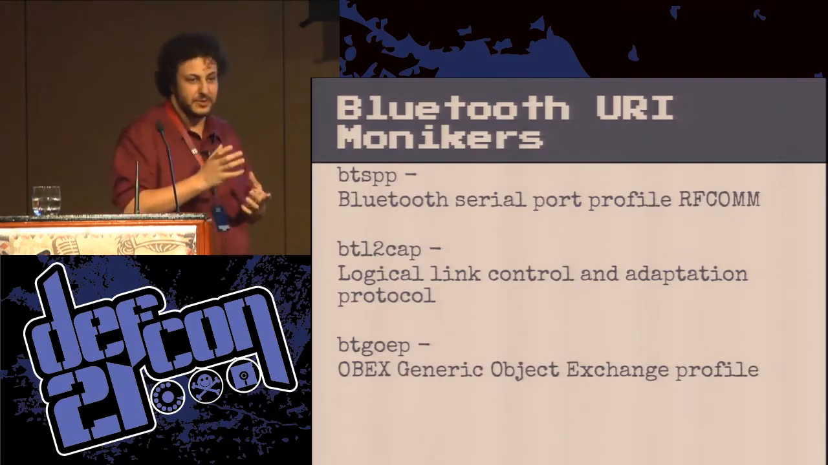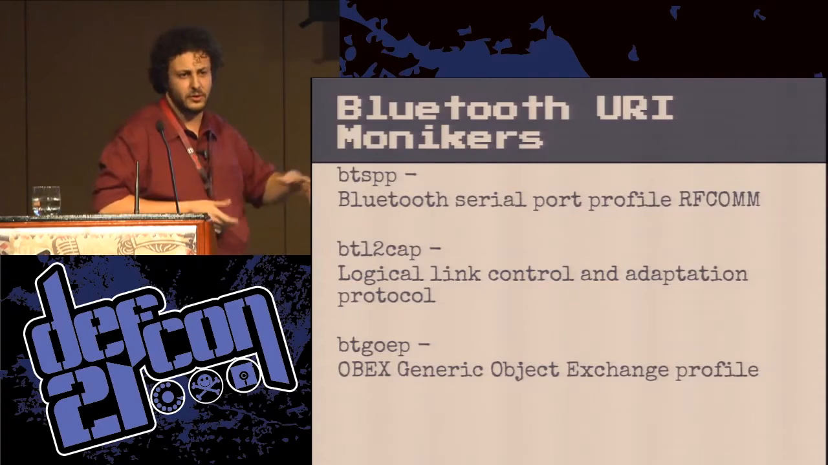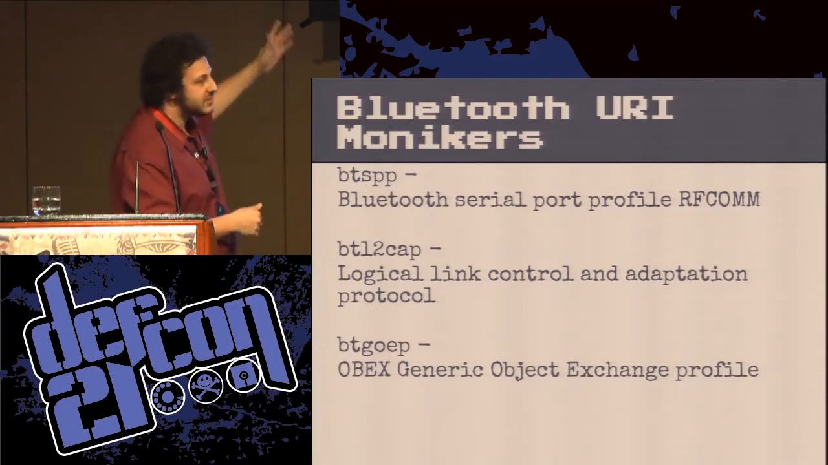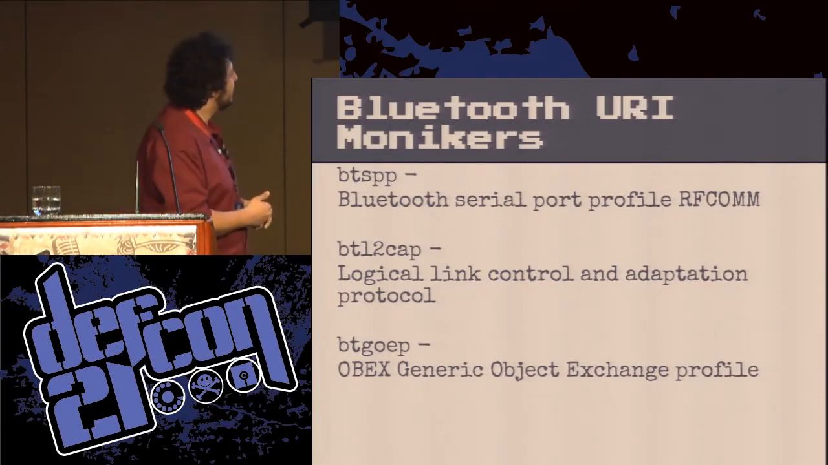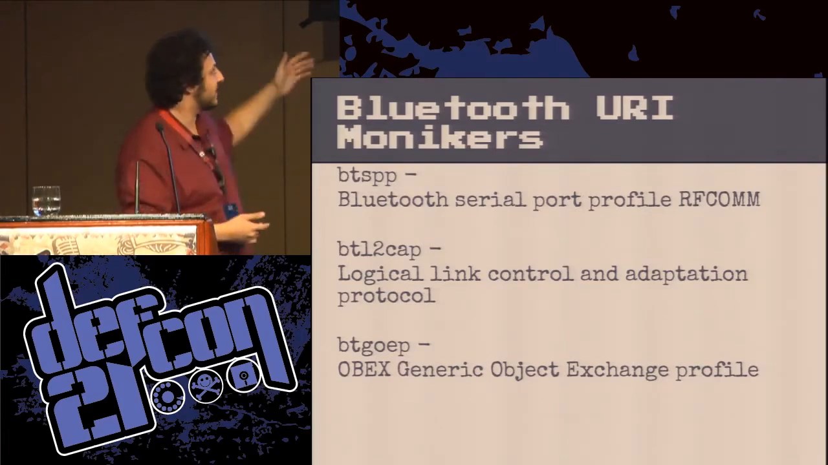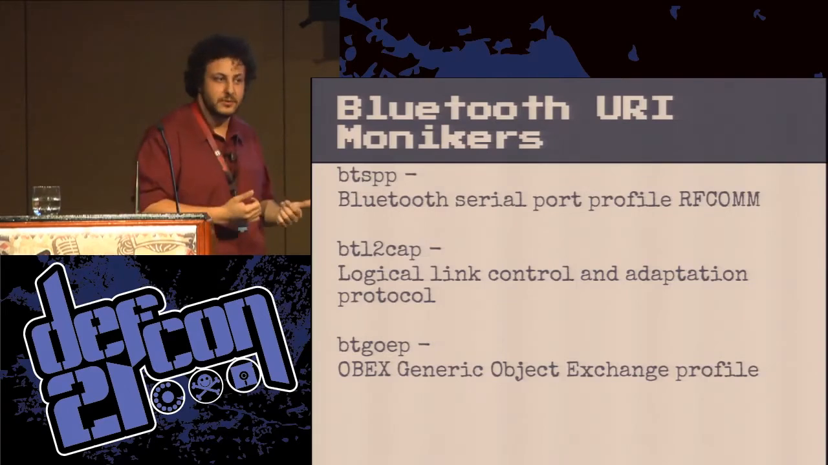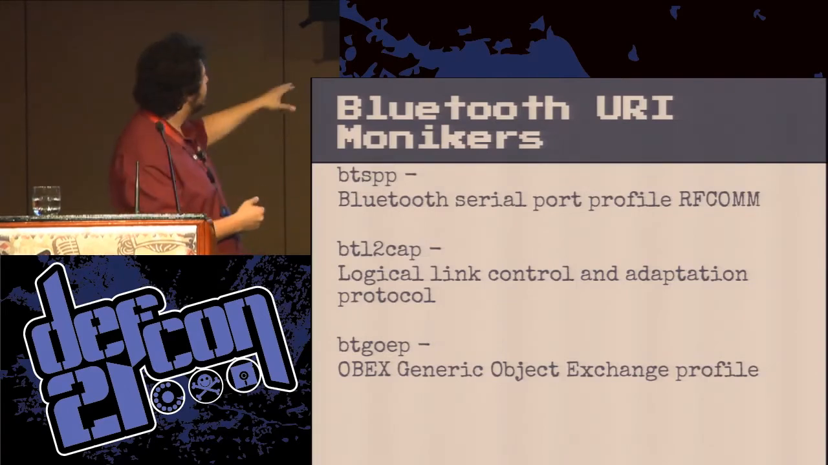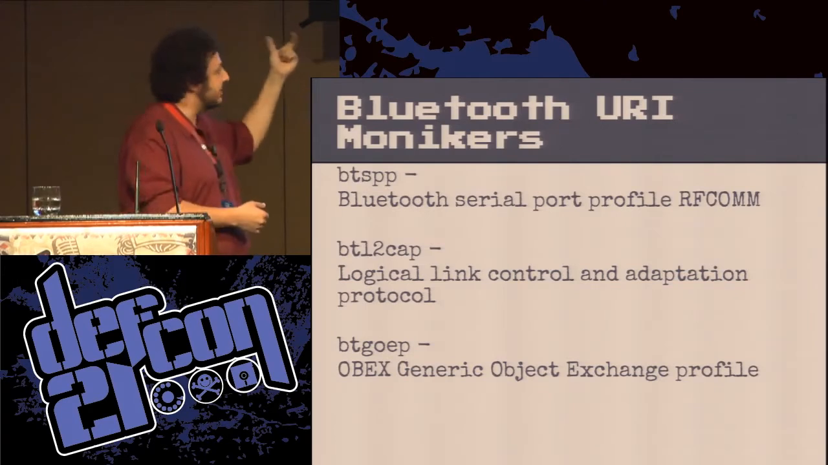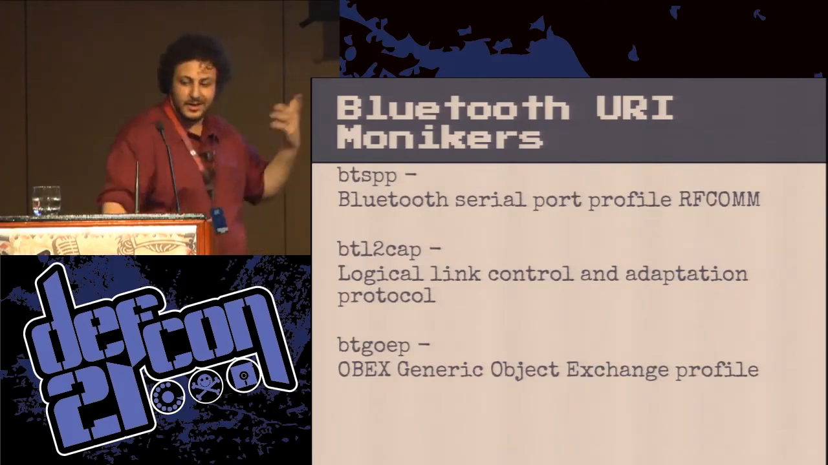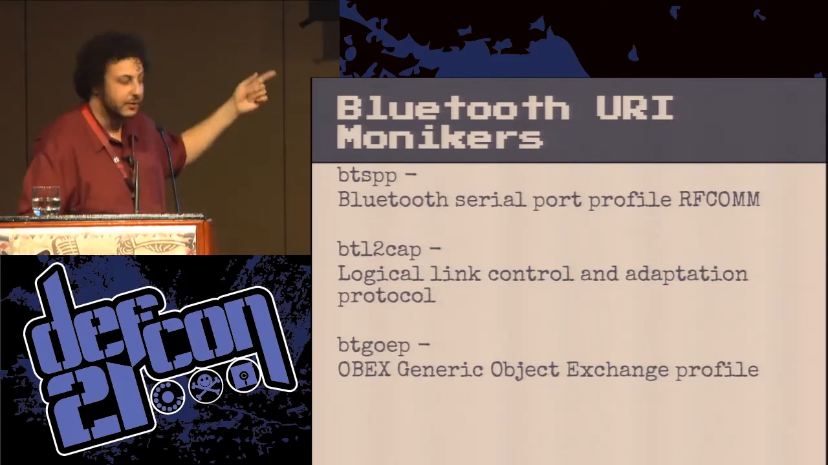You just have fixed width buffers that you send over, and you negotiate a size. So you can achieve the same thing, but it's exactly the same thing, so it's kind of redundant. And then you have object exchange, which is when you send files back and forth. So these three monikers, if you have these in the URL string, then that's what they'll correspond to.